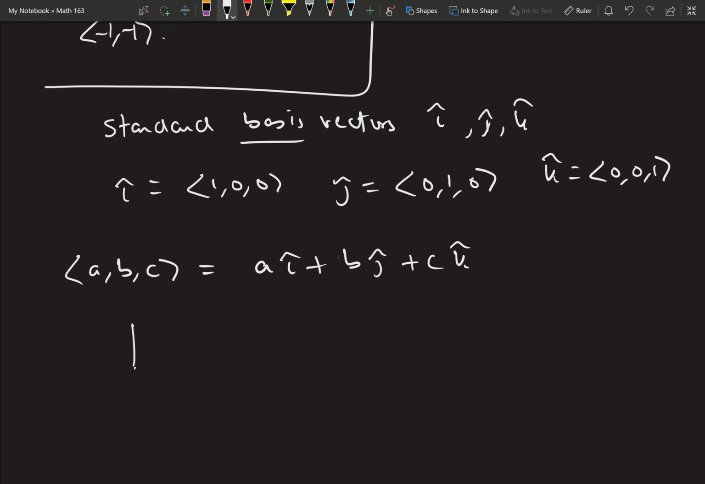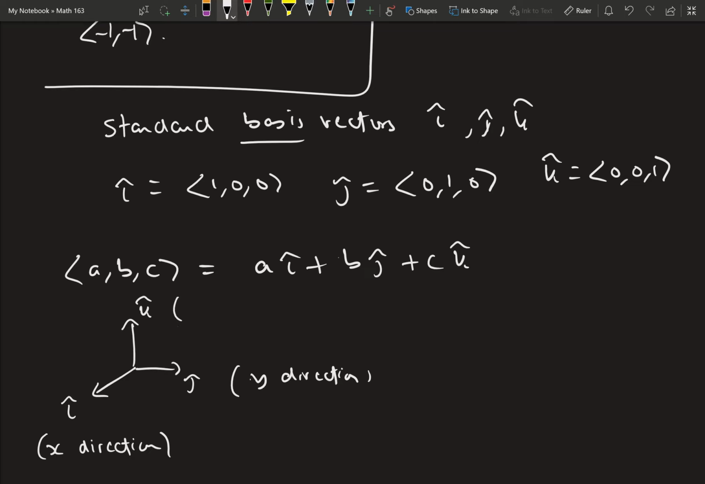So just visually though, here's i, here's k, and here's j. It literally spans. So i is pointing in the x direction. This is called a unit vector. We'll talk about that in just a second. j is pointing in the y direction, and k is pointing in the z direction.